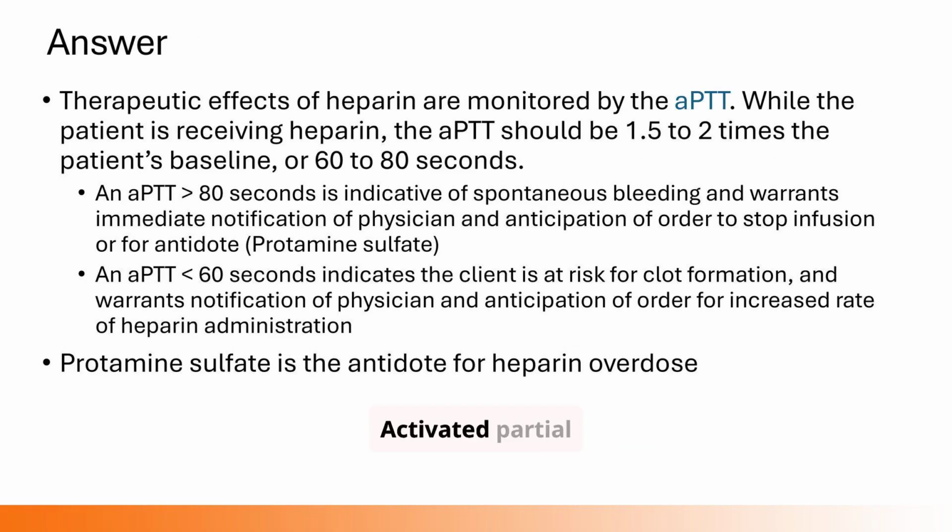The correct answer is activated partial thromboplastin time, or APTT. While a patient is receiving heparin, the APTT should be 1.5 to 2 times the patient's baseline, or 60 to 80 seconds. An APTT greater than 80 seconds indicates a risk of spontaneous bleeding, while an APTT less than 60 seconds suggests a risk of clot formation. Think of APTT like a Goldilocks range, not too short, not too long. It must be just right to prevent clots without causing bleeds. Always double-check the latest result before hanging the next bag.